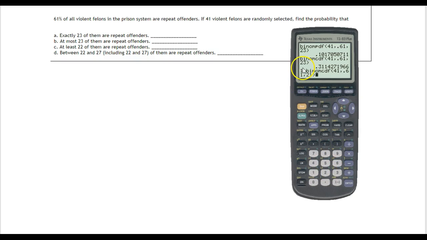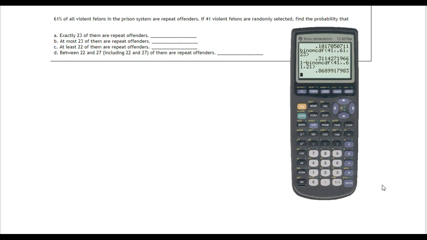Because remember, if I forget about the 1 there and just did the binomial CDF for 21, that's going to tell me everything less than 21. But that's not what I want. I really want the complement of that. So that's why I'm subtracting it from 1. Again, I don't want 22 because 22 is included in this one. So I'm going to put 1 less, 21, hit enter, and I get 0.86, and if we round it to 4, it looks like it's 0.8690.